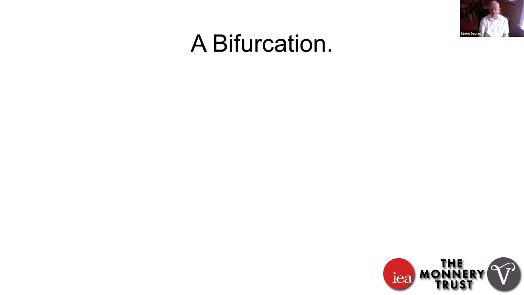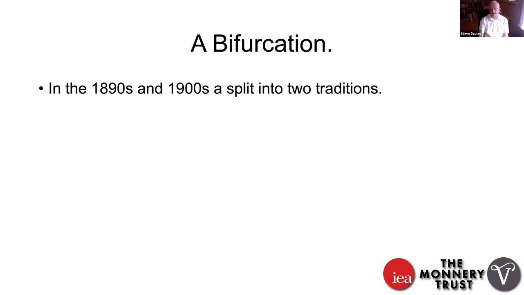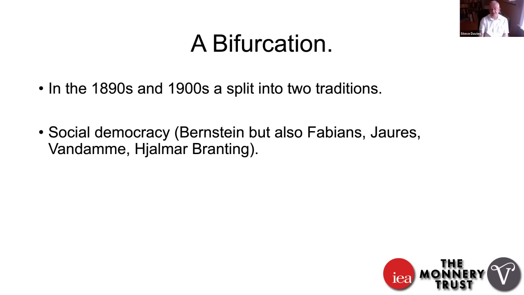Now, soon after this, about 20 years later, so in the 1890s and early 1900s, the socialist tradition, in its newly understood meaning, undergoes a bifurcation, and it develops into two quite different forms. The first of these is social democracy. Now, the man who originally formulates this is Bernstein, the leading German social democrat who comes up with the ideas as a kind of critique of orthodox Marxism.